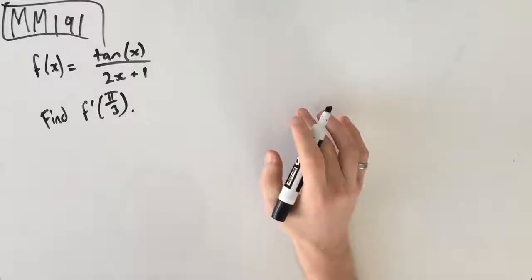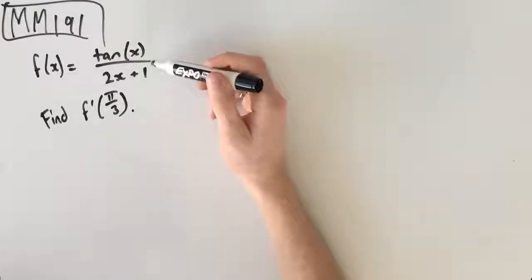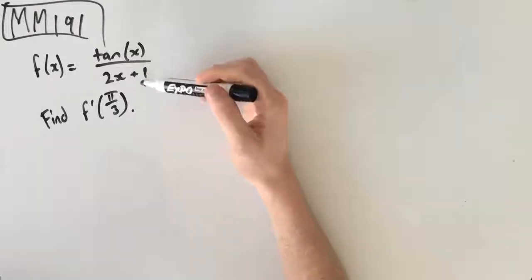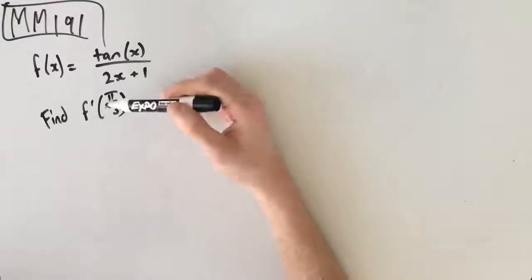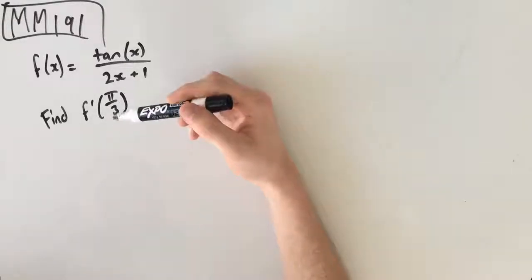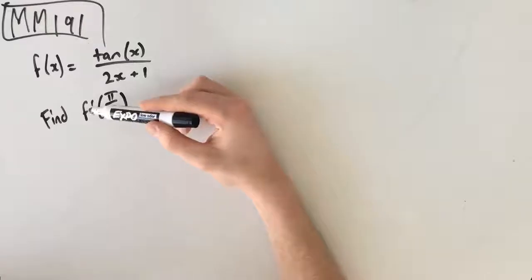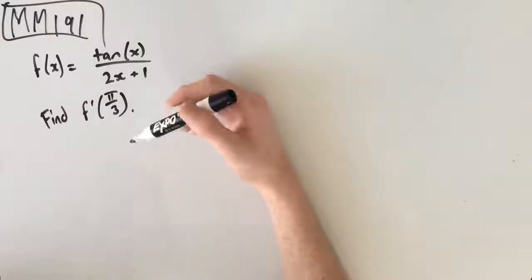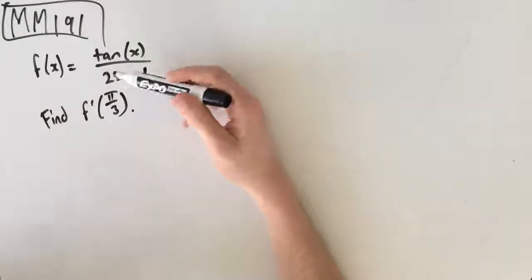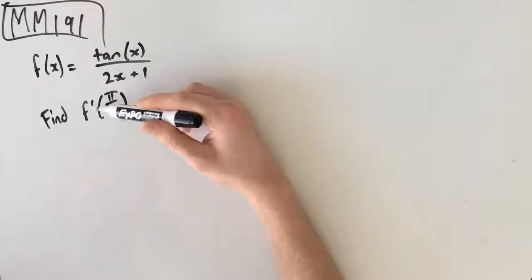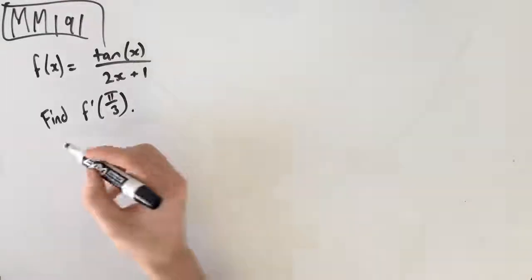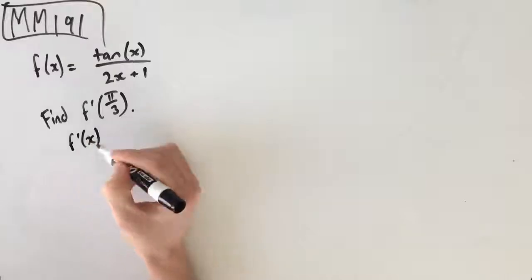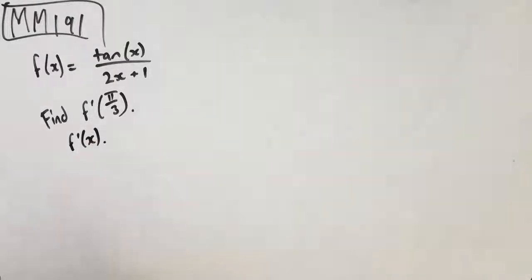So, in this question we've got this function f of x equals tan x over 2x plus 1. We're challenged to find f dash of pi on 3. So guys, our first thing is to recognize that whenever we've got an f dash, that means that we need to differentiate the original function. So before we can find f dash of pi on 3, we actually need to find f dash of x, okay? And then we can sub in pi on 3 for our x.